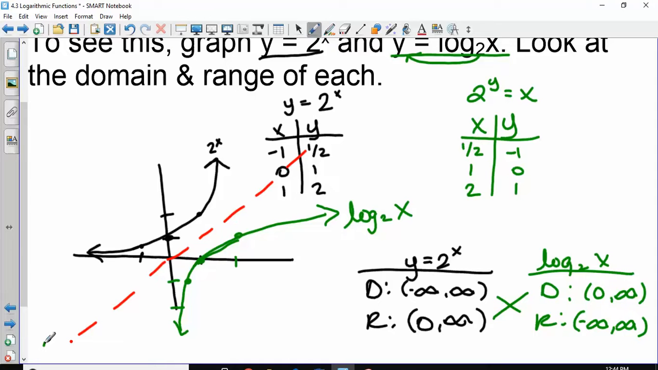In general, to graph a log, we'll go ahead and put it in exponential form and do that t-chart with those 3 points, -1, 0, and 1 for the exponent. And then we could do transformations like usual. So I'd like to practice a few of those, and then I'm done for today.